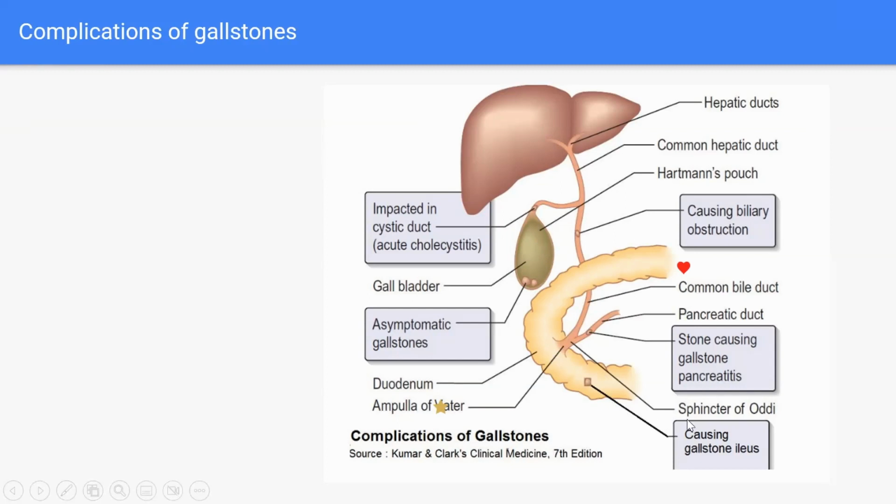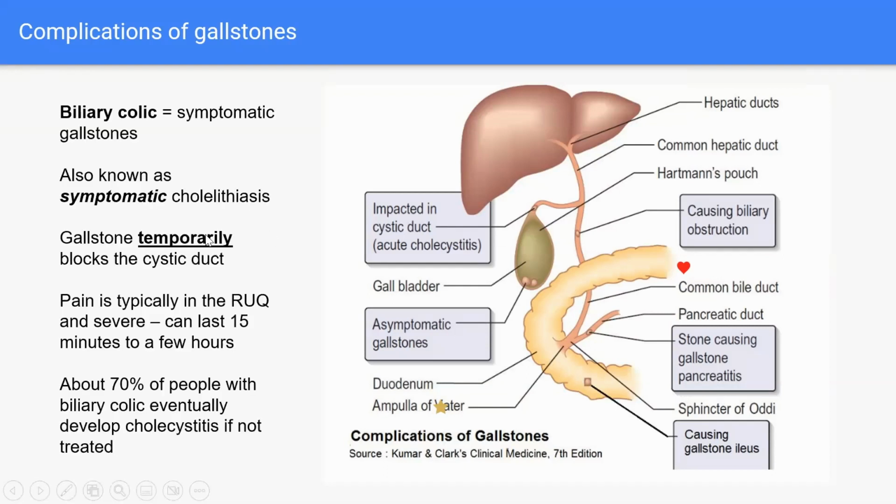They can block really anything along the way. You can have something called an ileus where they get into the intestines and actually cause a blockage there. So lots of things can happen from having gallstones. Okay. So biliary colic specifically, what I had mentioned earlier, is those little gallstones coming up and transiently blocking this cystic duct. That's called biliary colic.